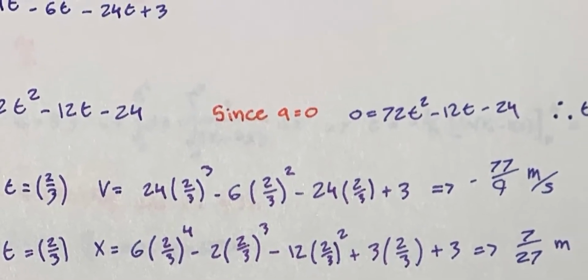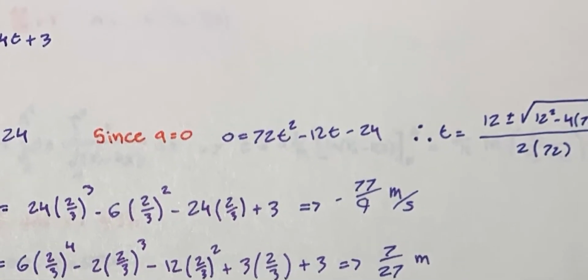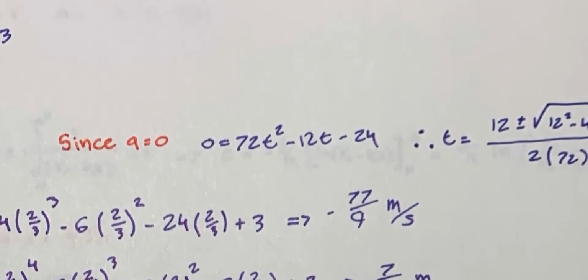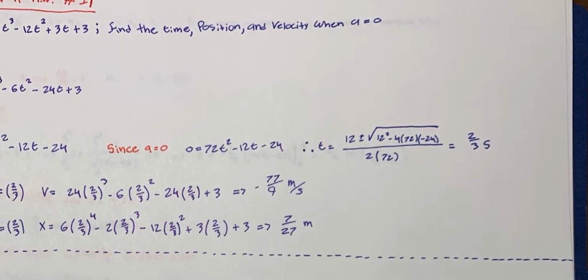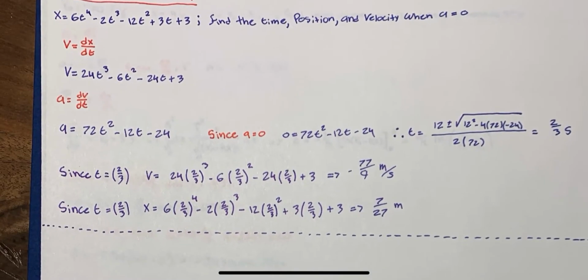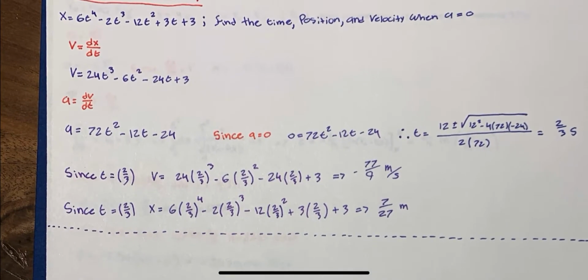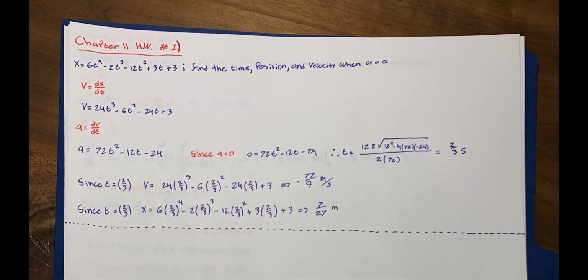And since a is equal to 0, we have this equation, and just using the quadratic formula, we can solve it for time. And once we solve for time, we can just plug time back into those two equations we solved for earlier, and we get negative 77 over 9 meters per second and 7 over 27 meters.